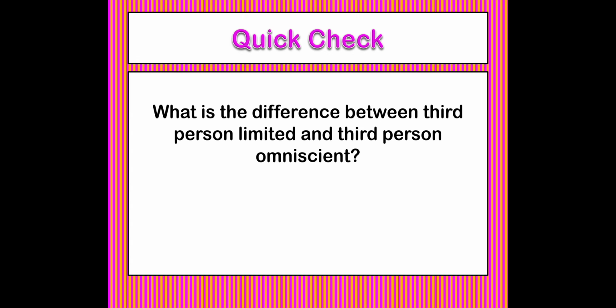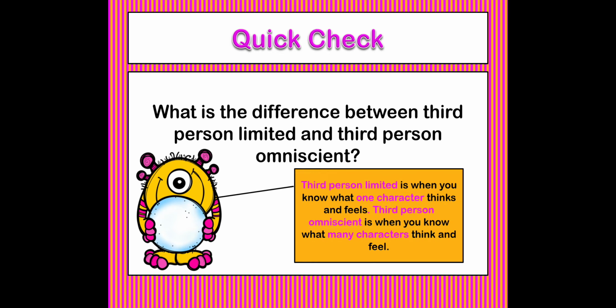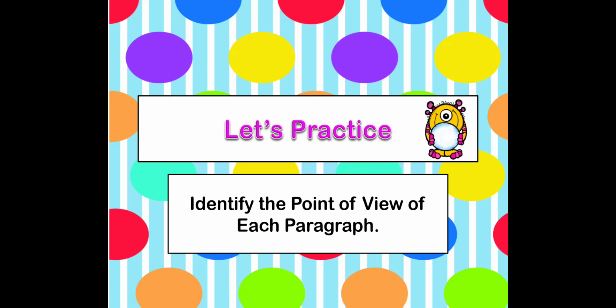Now, let's do a quick check. What is the difference between third person limited and third person omniscient? Third person limited is when you know what one character thinks and feels. Third person omniscient is when you know what many characters think and feel.